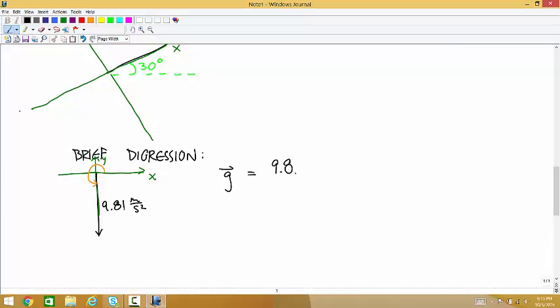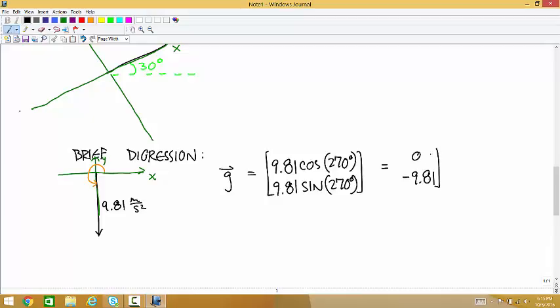And you get 9.81 times the cosine of 270, 9.81 times the sine of 270, and that gives 0, negative 9.81. Or you can also just notice that we're trying to calculate the coordinates of this point, which is 9.81 meters per second squared along the negative y-axis. And so it's just going to be 0, negative 9.81, and just don't mess with the angles. It does give the same thing, you know.